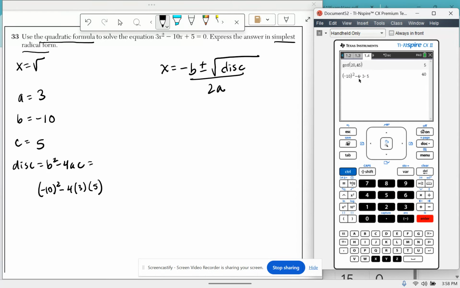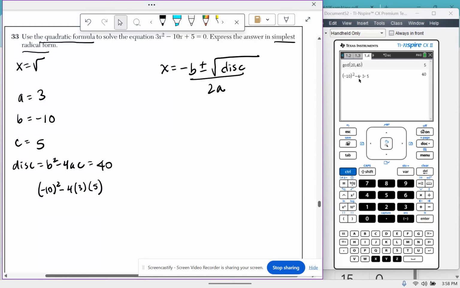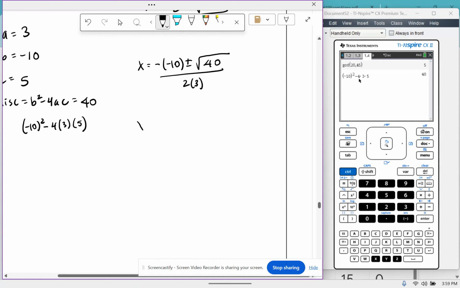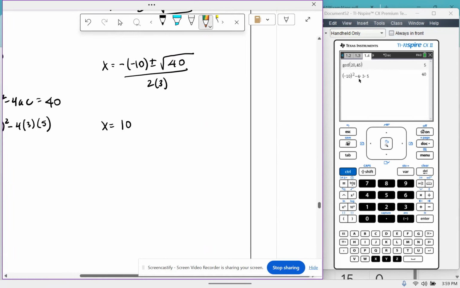And I get 40. So the discriminant is 40. I now plug this into my quadratic formula: negative b plus or minus the square root of the discriminant all over 2 times a. Let's see if we can simplify. Negative 10 becomes a positive 10. The square root of 40 needs to get put into simplest radical form.